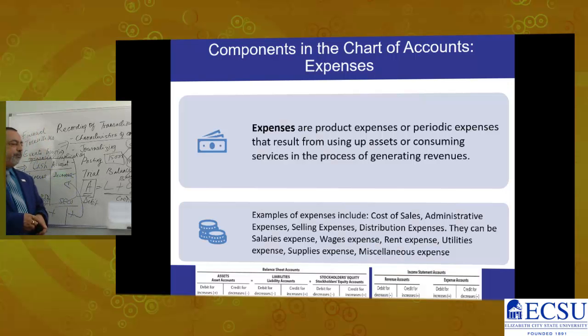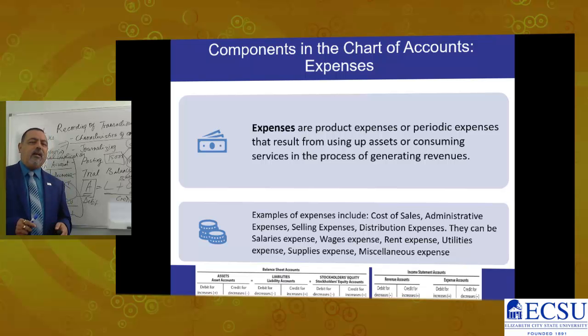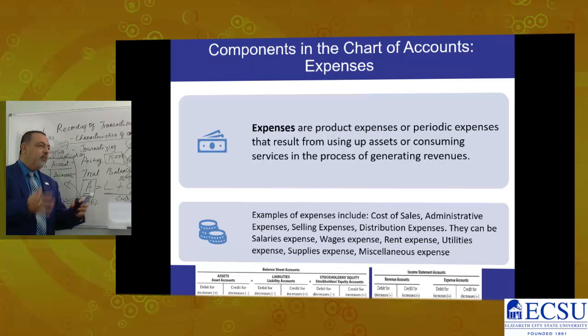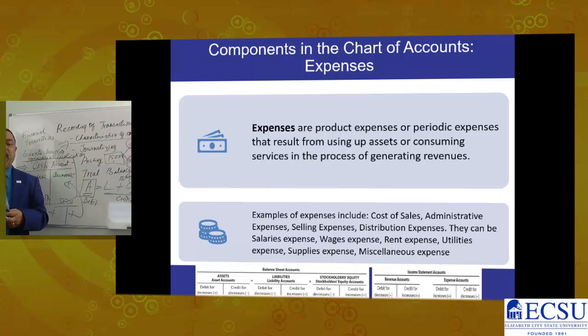Now, the next element that we're going to talk about is expenses. Expenses are product expenses or period expenses. There are two kinds of expenses. Product expenses, of course, they both result from using up of the assets or consuming the services in the process of generating the revenue. We will not be calling them expenses if we are not using them to generate the revenue.